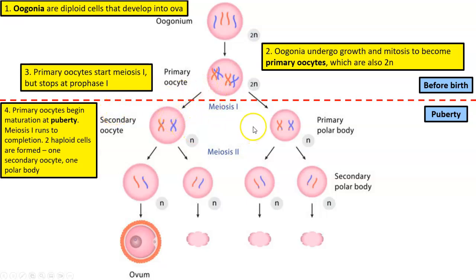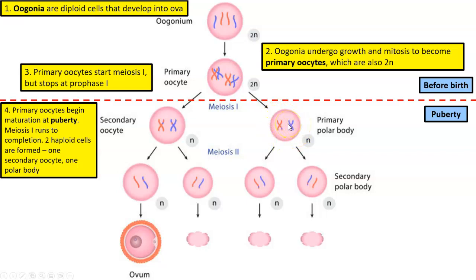The first stage of meiosis will run to completion, and we can see here that we have the haploid number of chromosomes in the resulting cells. So the primary oocyte at the onset of puberty will complete its first stage of meiosis, and we get 2 cells forming. The first one is known as a secondary oocyte. Now, it has the double chromosomes, but it has the haploid number. So that's 23 chromosomes here, just represented as 2. The other cell is known as a polar body.